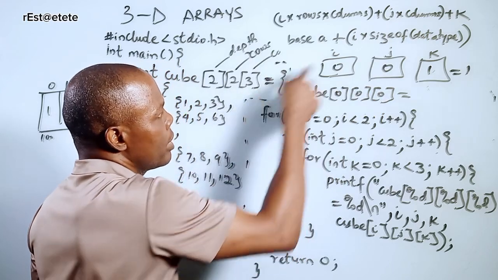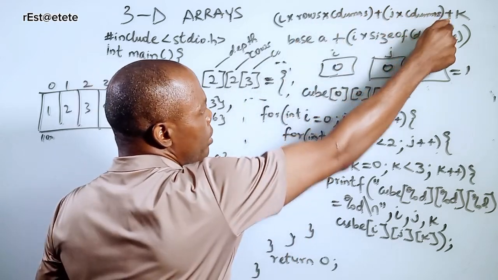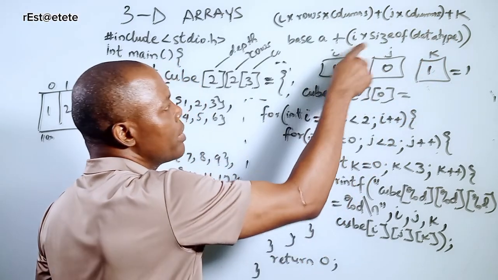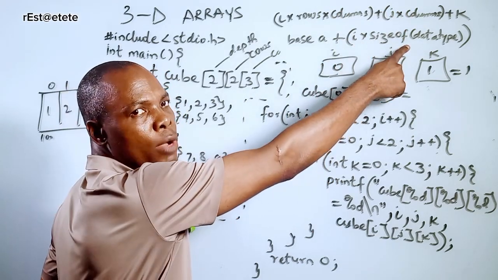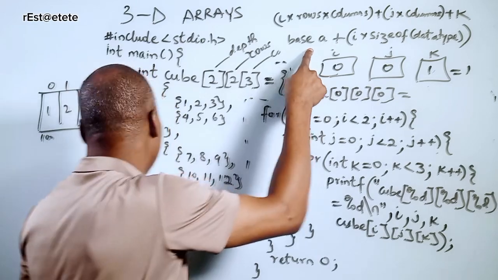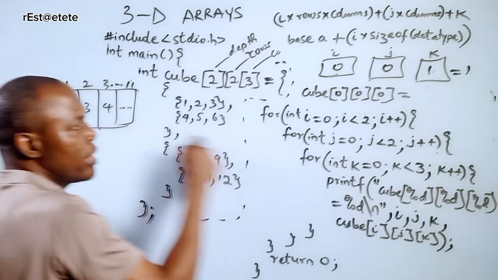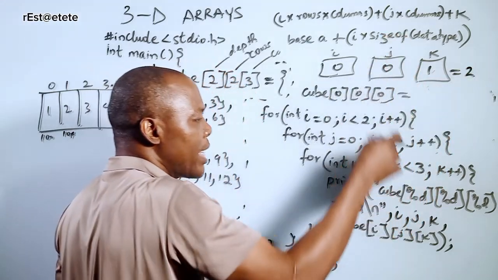Column is 3, but this will give you 0. This will give you 0. But what is K? K is 1, right? K is 1. Then when you add them together, this place will give you 1. So 1 times 4 will give you 4, plus the base address. That will bring you to the next one, which is 104, and to print out what is here, this one will give you 2. It will do the same thing like that.